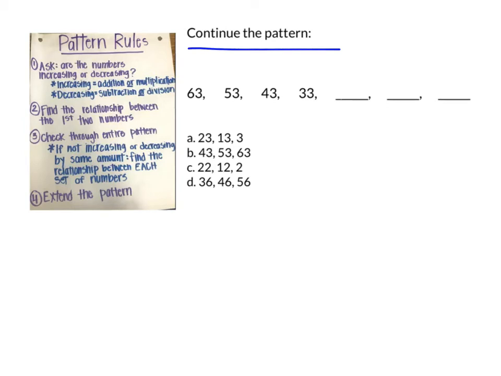So our first step says ask, are the numbers increasing or decreasing? So let's look. 63, 53, 43, 33. Our numbers are decreasing. They're getting smaller. That tells us that we are either going to be subtracting or dividing.